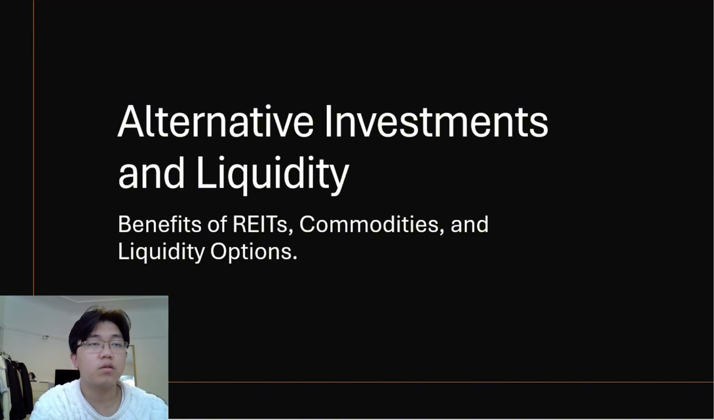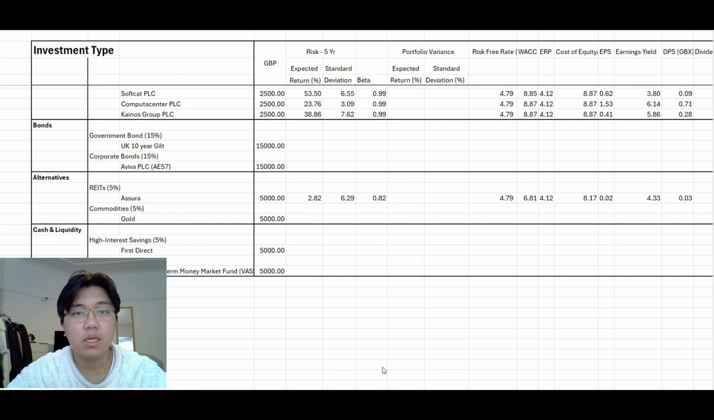Let us now move on to the alternative investments and liquidity. Let us talk through the benefits of REITs, commodities, and liquidity options. For the REITs, I've chosen Assura and have allocated 5% of the £100,000. So these Assura REITs are real estate investments that offer a hedge against inflation and provide diversification away from equities and bonds. Assura, a REIT, offers exposure to healthcare real estate, a sector with potentially lower volatility and steady demand.